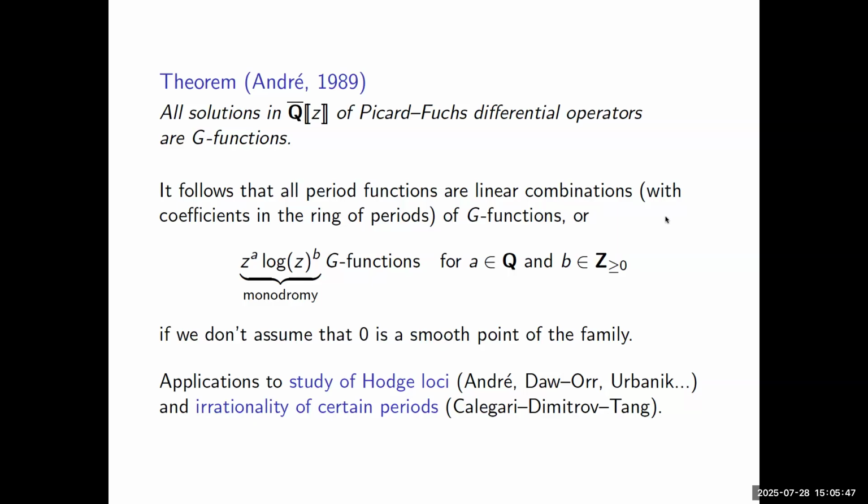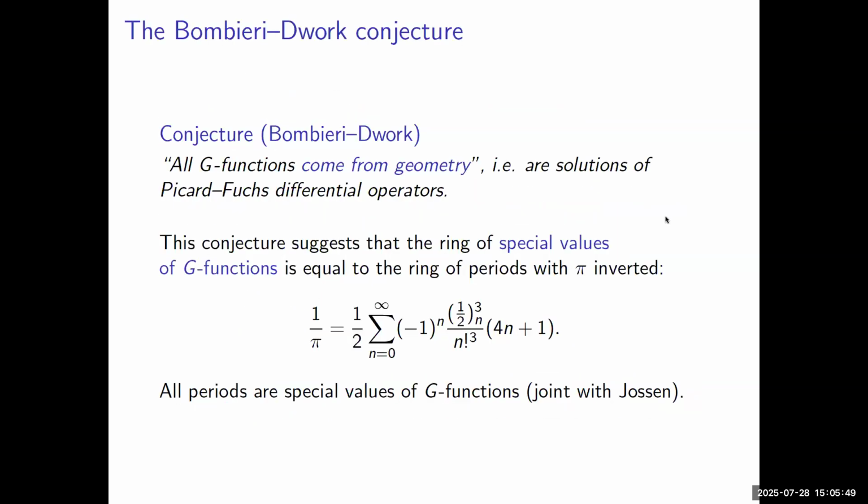Okay, so now second explanation of the name G. I described a natural source of G functions, solutions of Picard-Fuchs differential operators. And then the Bombieri-Dwork conjecture is that this produces all G functions. So the slogan is usually all G functions come from geometry. A way to give a precise meaning is that every G function is a solution of a Picard-Fuchs differential operator.